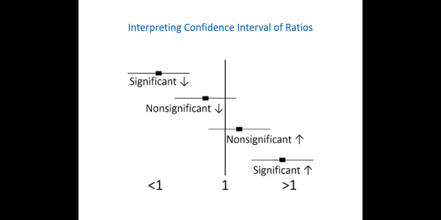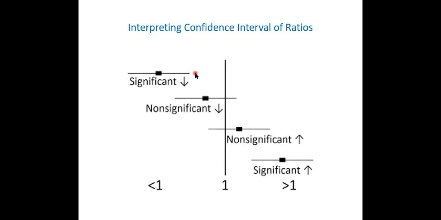How do we know if it is significant? There are three scenarios painted here. No, four diagrams, but there are actually three scenarios. If you look at the middle of this, the middle is the value of the relative risk or odds ratio. This one is the lower level of the confidence interval, and this is the upper level.